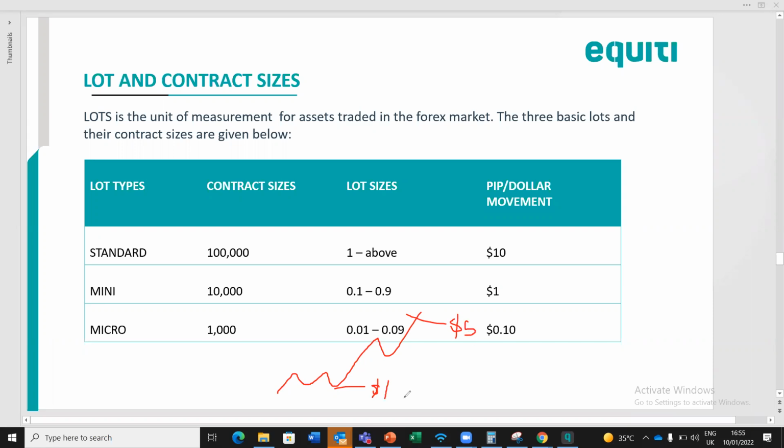Beautiful. Now, imagine that I traded only 1,000 units. That is, I use micro lots of 0.01. As gold moved from $1 to $5, it simply means I am going to get $4 per unit. So if I'm trading 1,000 units, that's $4,000. I'm just making an instance, all right?